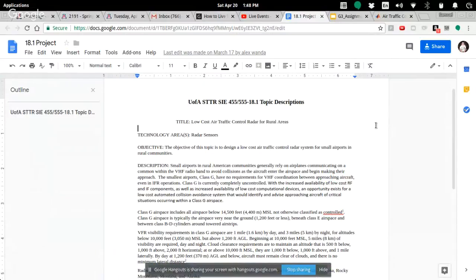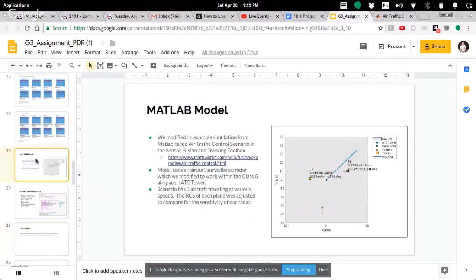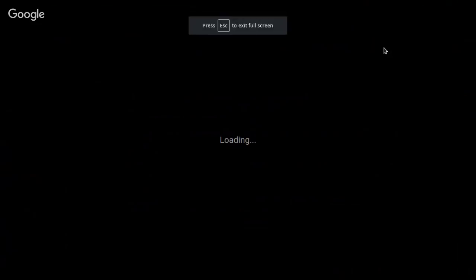I am part of the SIE 55 low-cost air traffic control radar for rural areas. I'm going to be talking about the Matlab portion of the presentation, as Jeff and Josh and Alex should have talked about the other parts of our presentation. So I'll get right into it.